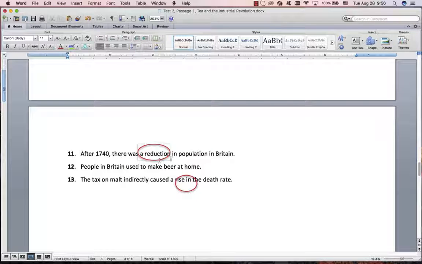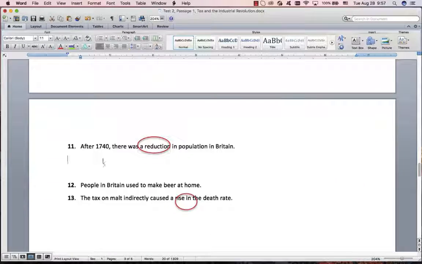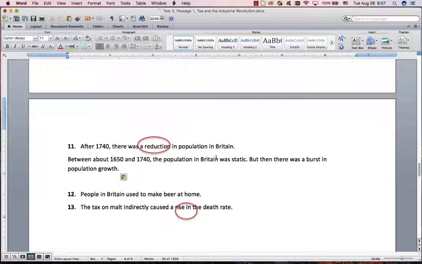After 1740, there was a reduction. This is one of the easier ones to spot when they start talking about increase, decrease, positive, negative. Same as this one over here, rise or fall. So there was a reduction. The sentence is over here. Between 1700 and 1740, it was static. That means it stayed the same. After 1740, there was a burst in population growth. Burst means growth. I hope you know that word. It means an increase. So this means a decrease. This means an increase. This is false.